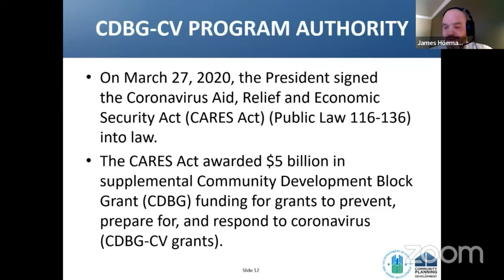So CDBG-CV has other requirements that are attached to it. And we also had the ability to exercise our waiver authority underneath the Housing and Community Development Act, as well as some of these waivers and suspensions were given within the CARES Act itself for the program. Next slide.